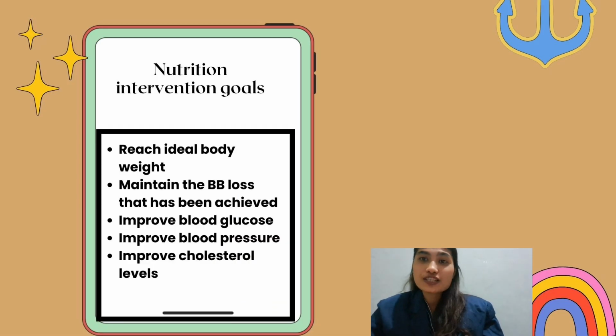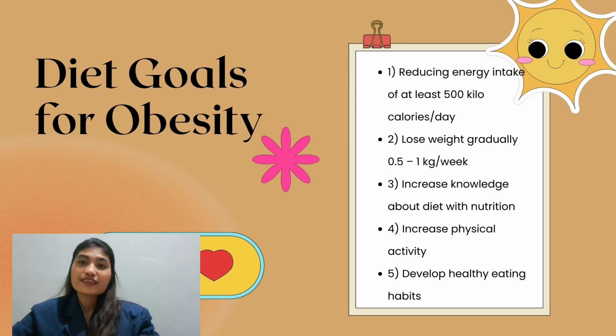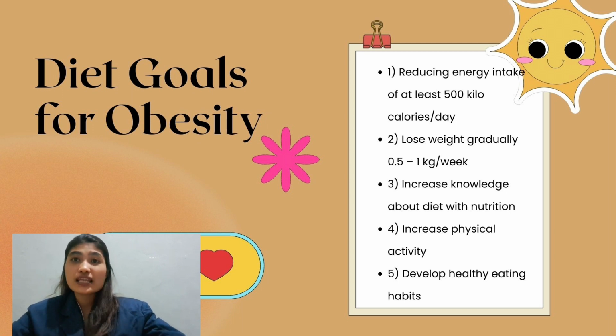Nutrition intervention goals. First, reach ideal body weight, maintain the body weight loss that has been achieved, improve blood glucose, improve blood pressure, and improve cholesterol level. Diet goals for obesity. First, reducing energy intake by at least 500 kilocalories per day. Second, lose weight gradually, 0.5 to 1 kilogram per week. Third, increase knowledge about diet and nutrition. Fourth, increase physical activity, and fifth, develop healthy eating habits.